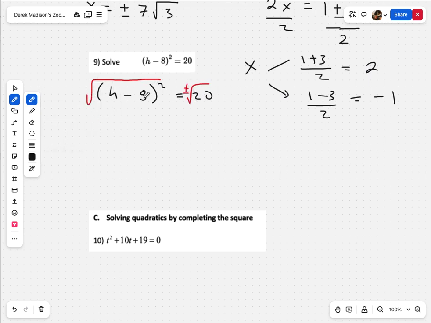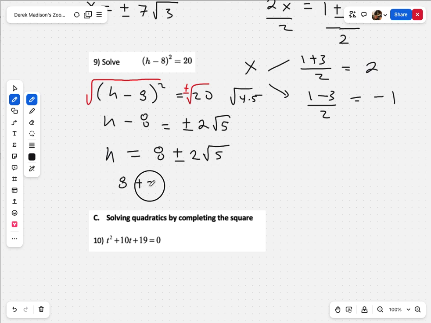So the square root of all of that squared would just be that h minus 8, and then plus or minus root 20. So square root 20 is square root of 4 times 5. So I'm going to bring out that 4 as a 2, and I'll leave behind a root 5. And then I would need to add the 8 over to this side, so h equals 8 plus or minus 2 square root 5. And this is two distinct answers. It's 8 plus 2 root 5 and 8 minus 2 root 5.